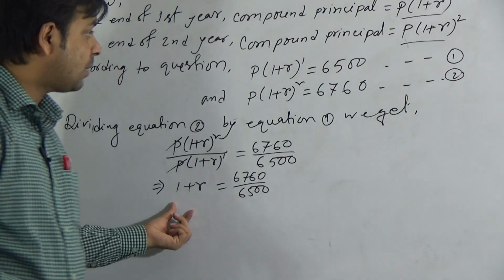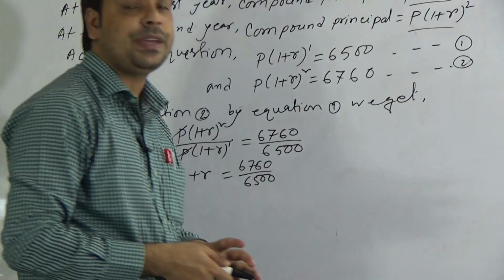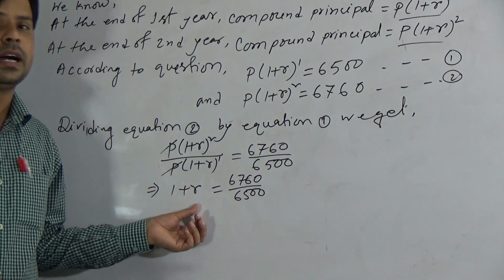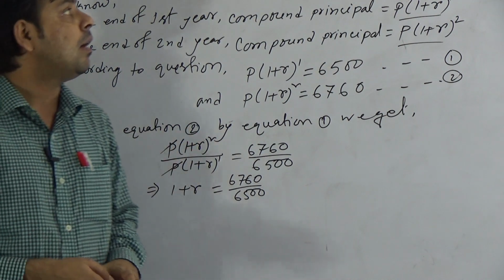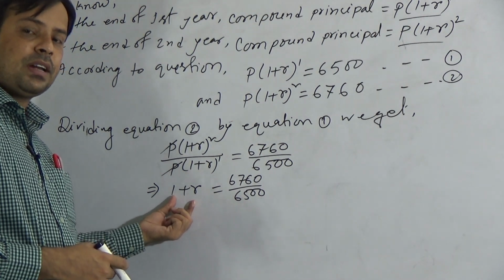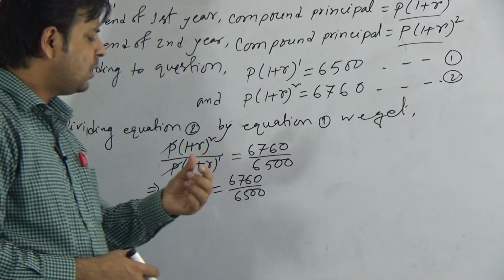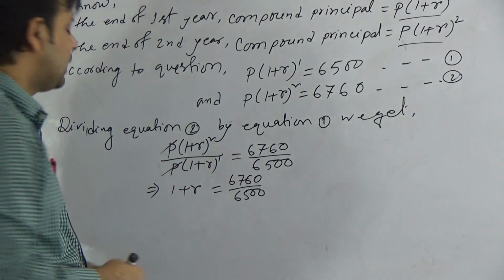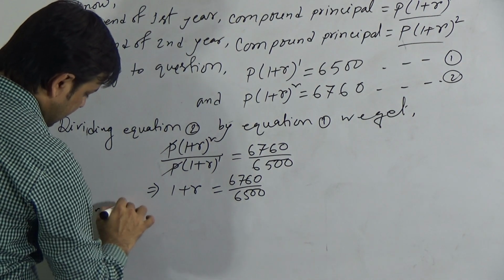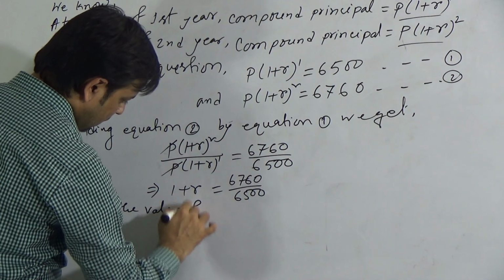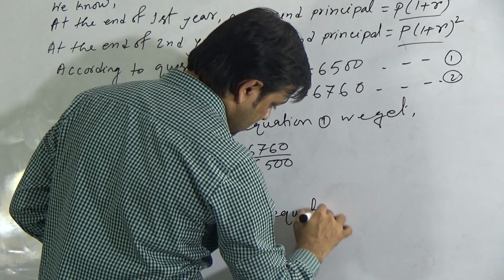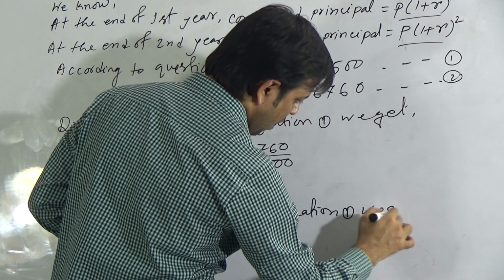If we put the value of 1 plus r in equation 1, we will get the value of P. Dear students, in this case you need to remember that there is no need to determine the value of r, as the rate of profit we do not need to determine. So if we determine only the value of 1 plus r, we can put this in equation 1. So no need to proceed here. So we can write here, putting the value of 1 plus r in equation 1, what will we get here?